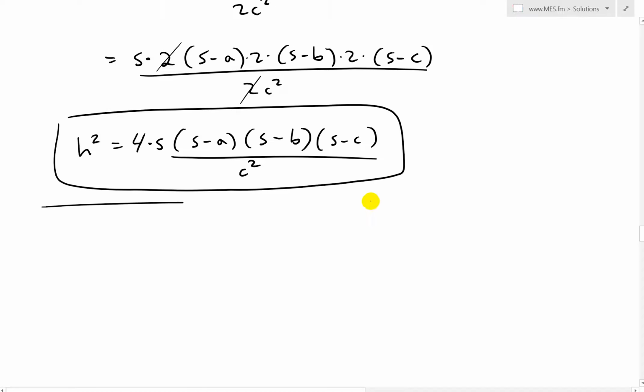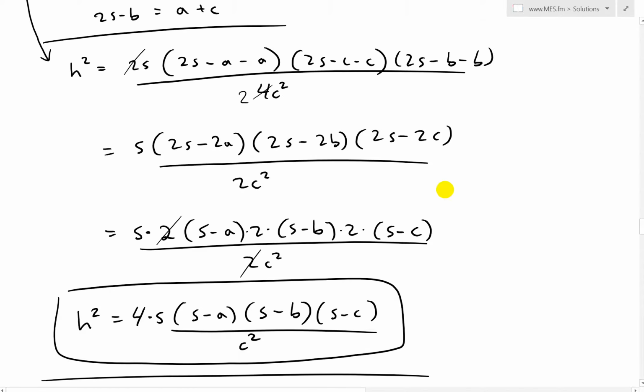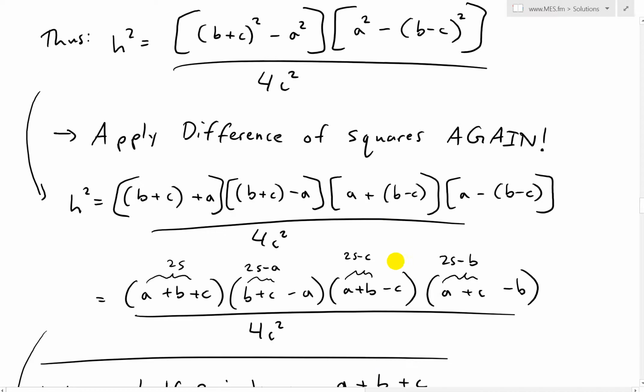And now what we can do is recall the formula of a triangle. This is as simple as we can get this h squared. So recall the area of a triangle is equal to A, which equals base times height, divided by 2. And in our case we chose, I believe, c as the base.